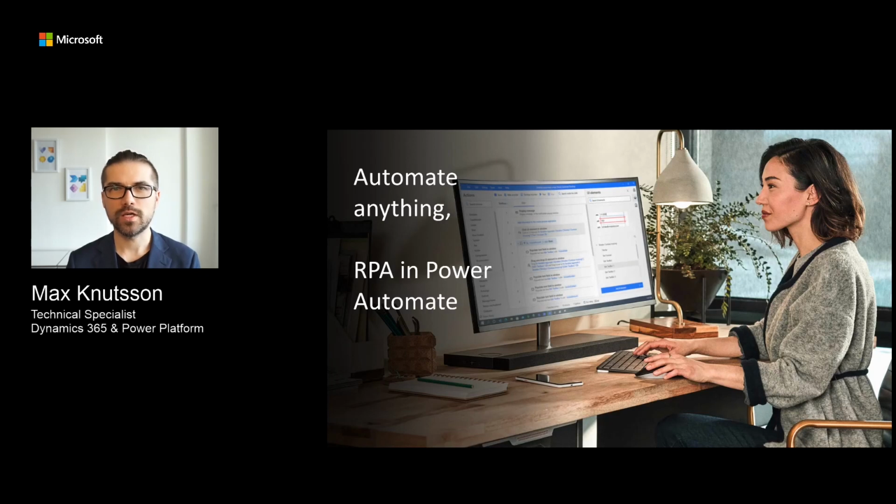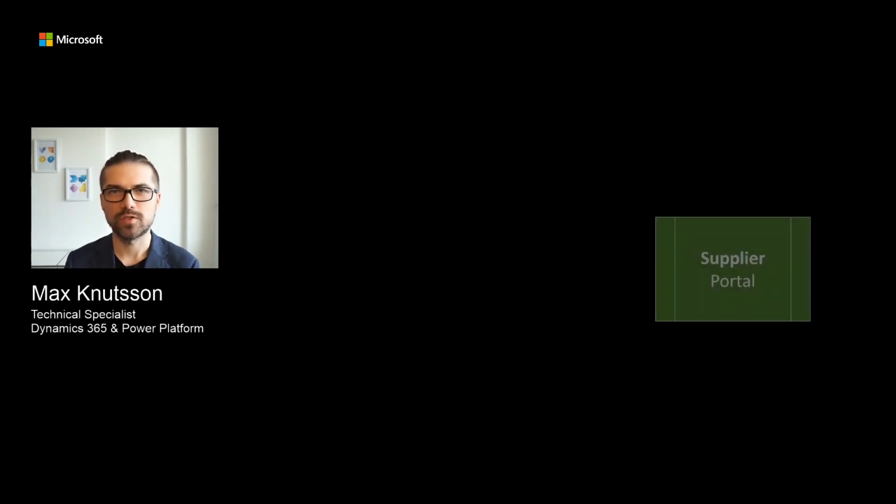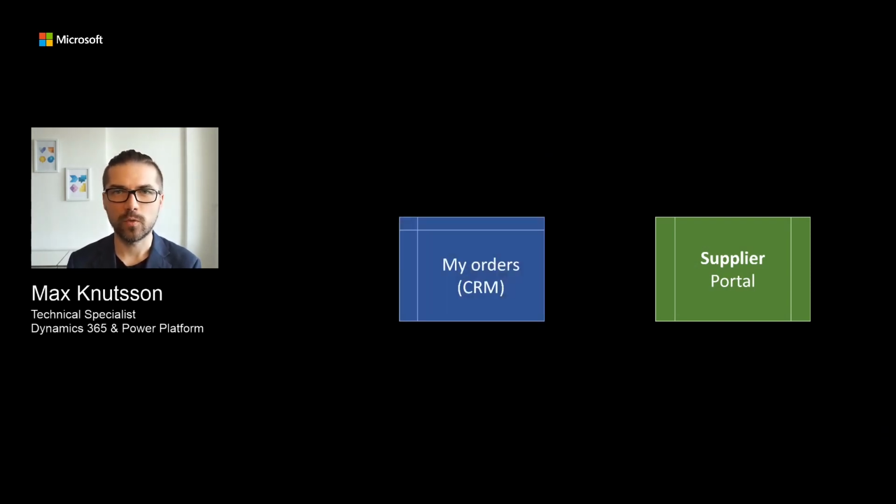I'm going to showcase how you can use Microsoft RPA to automate tedious tasks. Let's say you are responsible for managing orders from external systems, from your suppliers, and you want to get that order status back to your CRM, but the integration is just not there. And the reason is there is maybe no API or it's just hard to integrate to.